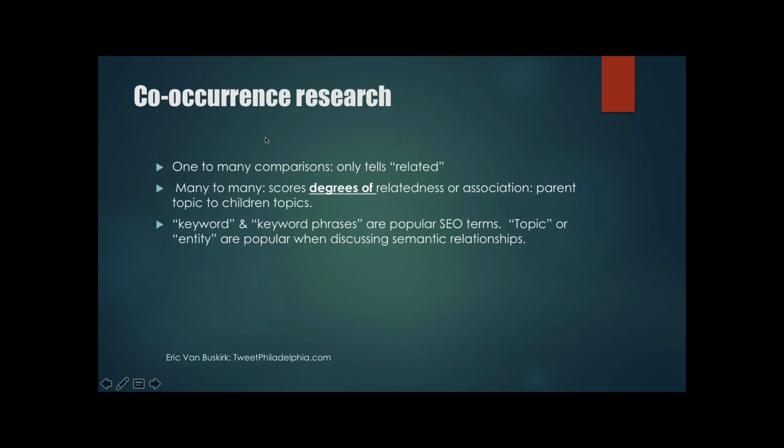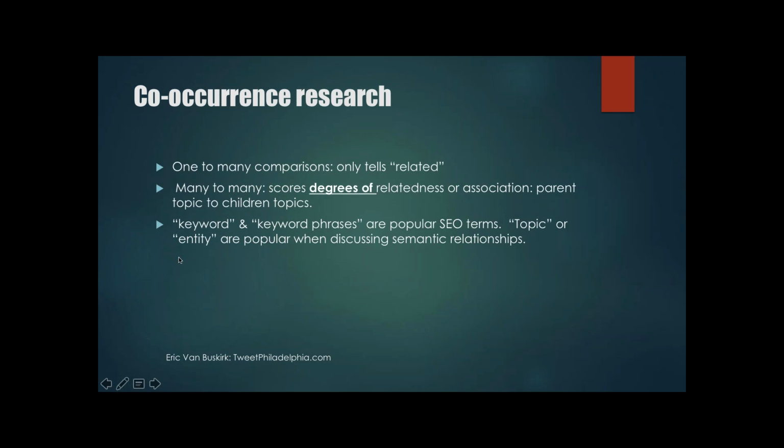Okay, co-occurrence. Some of you have heard this term because it is what's used with a lot of multiple variable comparisons. You don't need to understand anything about statistics really to understand the techniques that I'm using here. Just know that it's a many-to-many comparison that's giving us this really useful information. With this many-to-many comparison, we get degrees of relatedness or association to a parent topic. As for the words I'm using, I generally say keyword or keyword phrases to imply that I'm talking in the context of SEO.